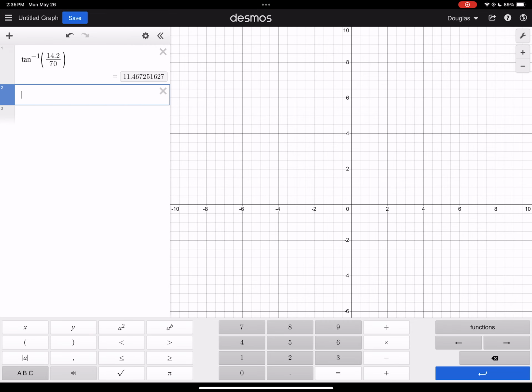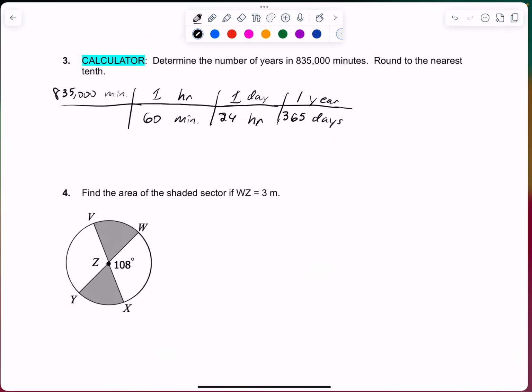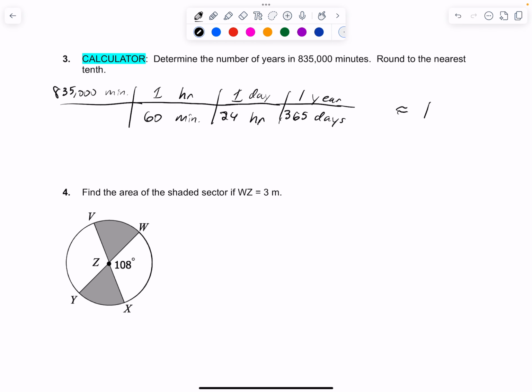So let's type this in. 835,000 over 1, and then times another fraction, 1 over 60, and then times another fraction, 1 over 24, and then times 1 over, and this last one was 365 days. So approximately 1.59 years. Oh, to the nearest tenth, so approximately 1.6 years.